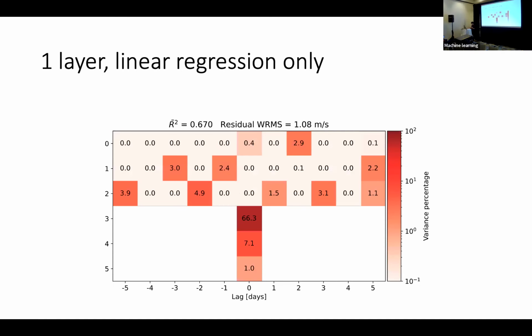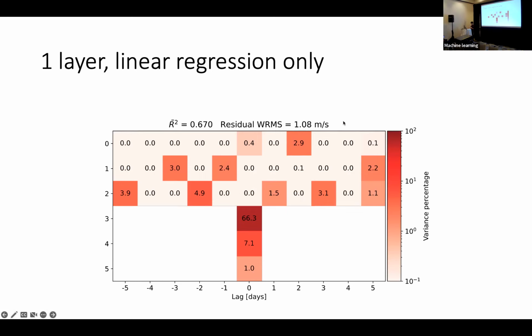So moving forward to the machine learning approach, we want to see whether using an automated or machine learning approach would derive the same results. In this case, we have only one layer and we use linear regression only, because it's linear regression, so it doesn't make sense to add multiple layers. What it turned out is that we don't see this 3-day lag anymore. And also the residual weighted RMS has increased.